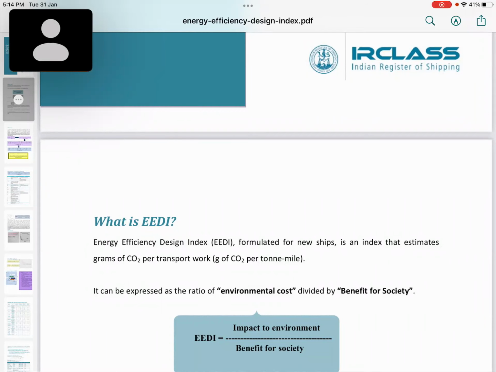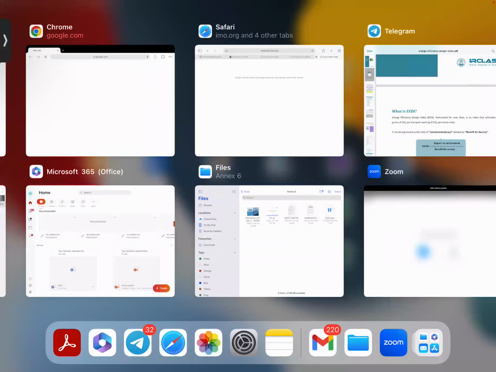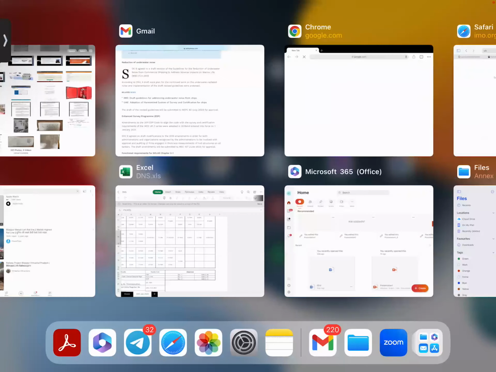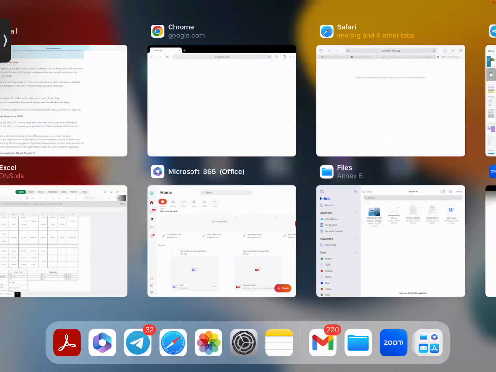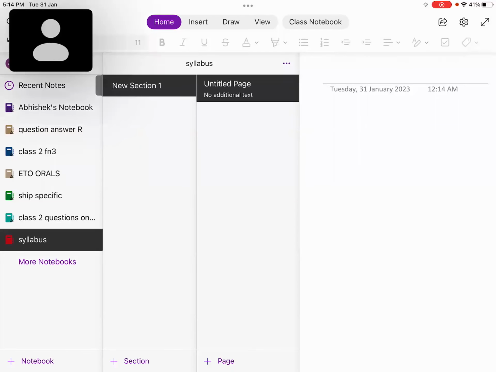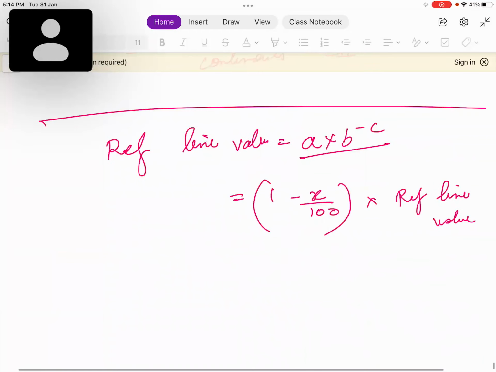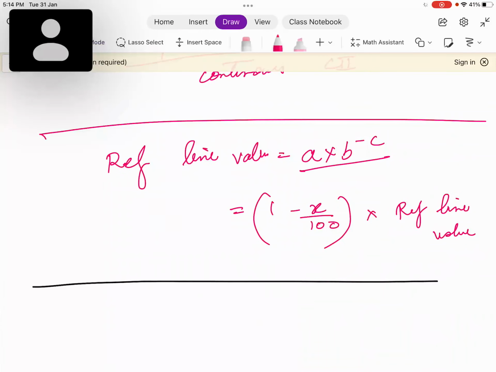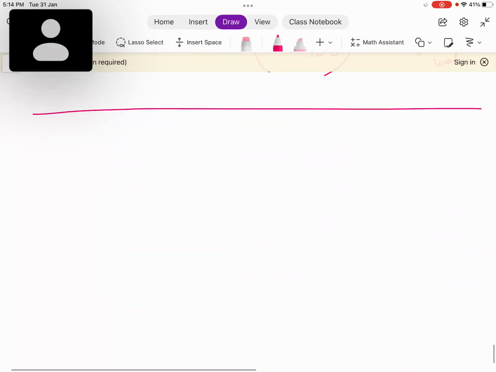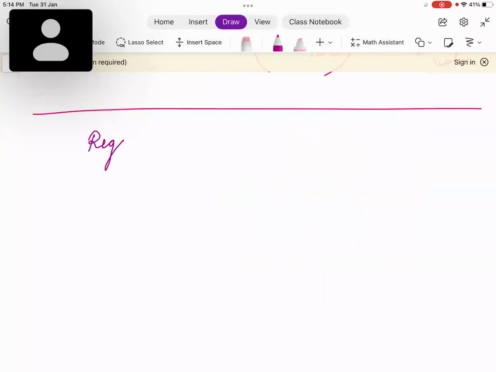Okay, so we are done with EDI. We have seen the required EDI. What is required EDI? I'll just revise those things. Can anybody please tell me the formula? What is required EDI? It is (1 minus x by 100) into the reference line value, right? That is your required EDI. Required is set by the regulation.